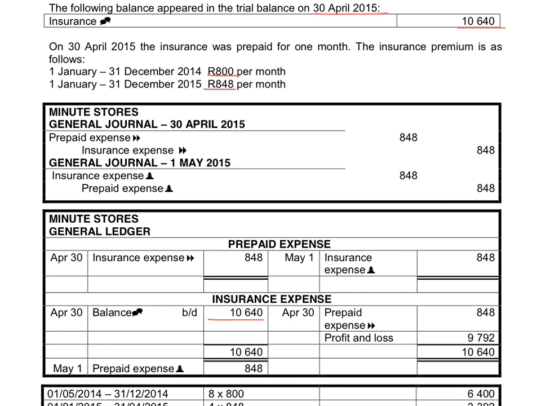848 Rand. So that means if we paid 1 month in advance, the insurance expense must be credited to decrease the expense so that we can take the actual expense only for the 12 months in the financial year to the profit and loss. Because I credit the insurance expense account, I will debit prepaid expense and create an asset so that this amount will appear in the balance sheet under current assets.